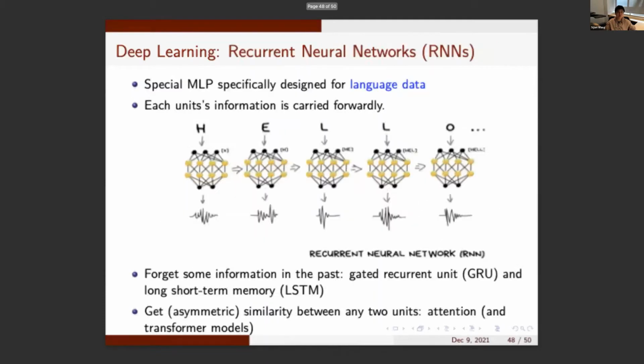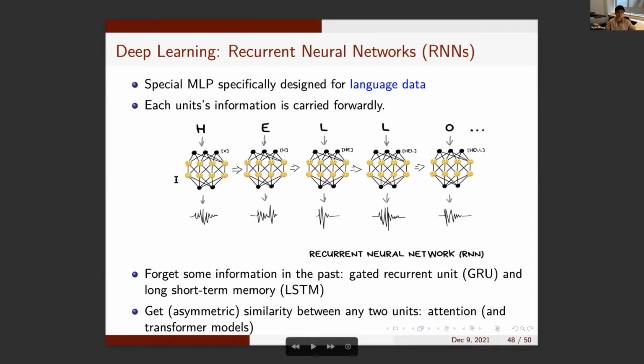So because of this local structure, the local averaging can be very helpful to build up good predictive models. And the next special class of deep learning model is recurrent neural networks. It's mainly designed for language data or sequence data. So here it just utilizes this sequence characteristic.